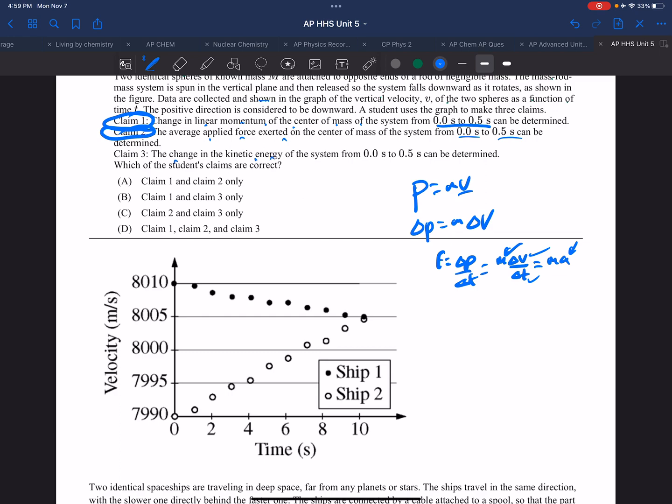And the change in kinetic energy of the system. Well, the kinetic energy is 1/2 mv squared. Well, again, we know m and we know the change in v, so we can do 3. I think we can know all 3 claims. Claims 1, 2, and 3. And that would be the correct answer.